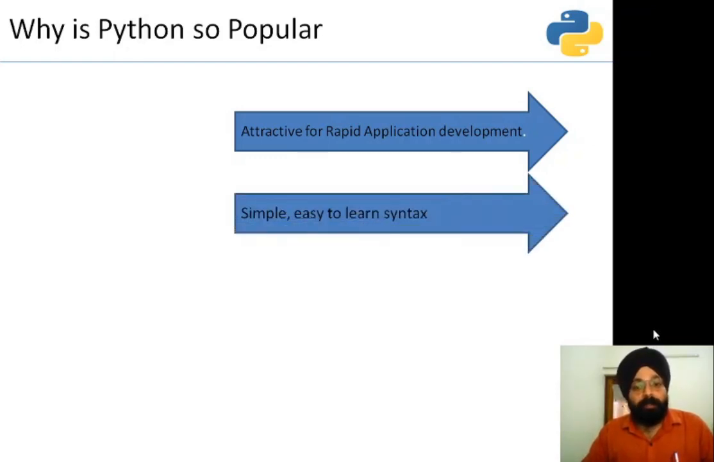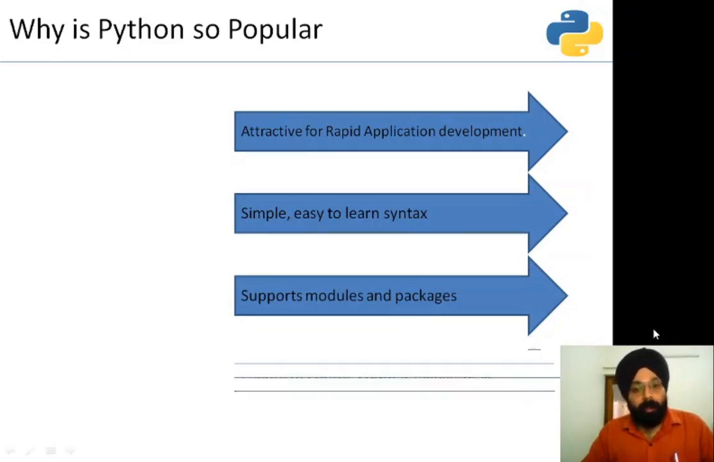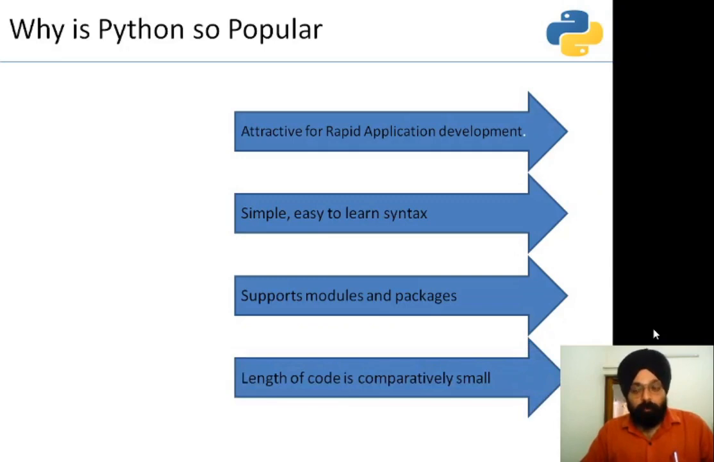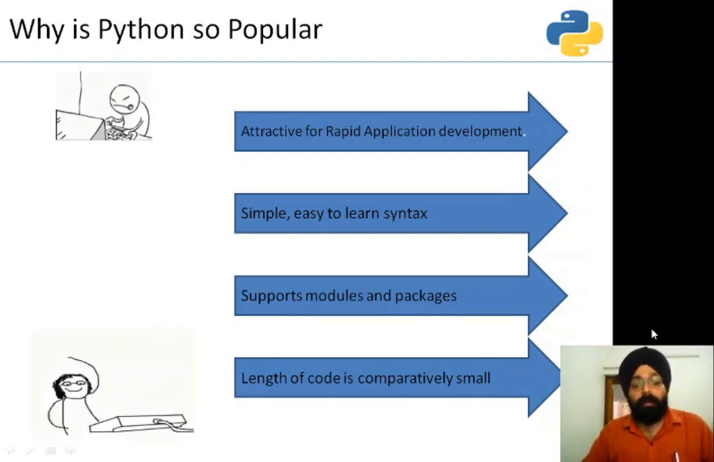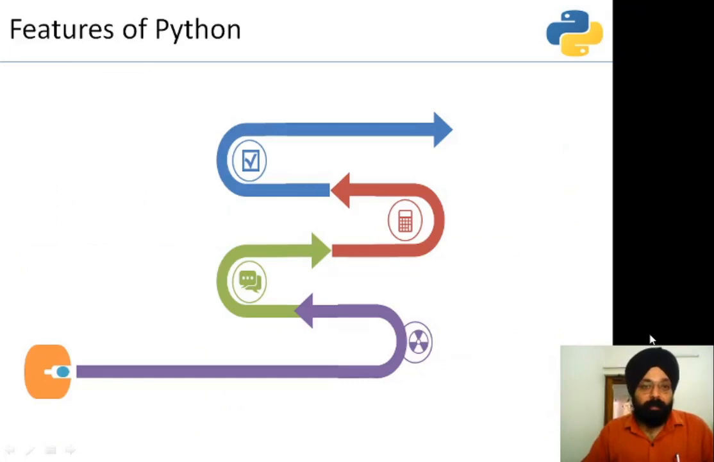The syntax of Python is very simple and easy to learn. It supports various modules and packages that help us solve complex problems in a very easy manner. And the length of code in Python is comparatively very small compared to code written in other programming languages. We can say that it is a transition of a programmer from being very frustrated writing code in any other language to a happy programmer writing code in Python. So it is a transition from a frustrated programmer to a happy programmer.